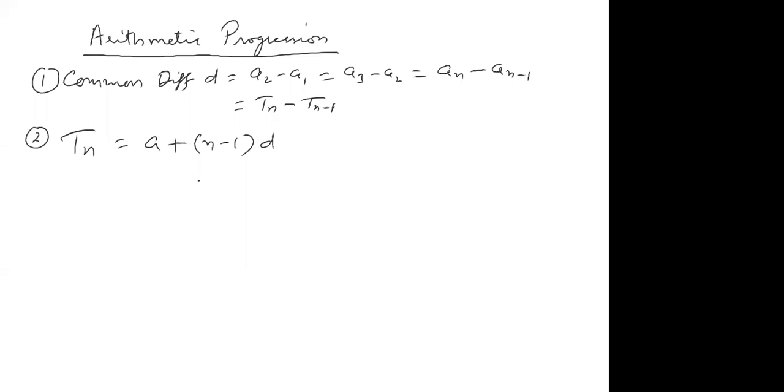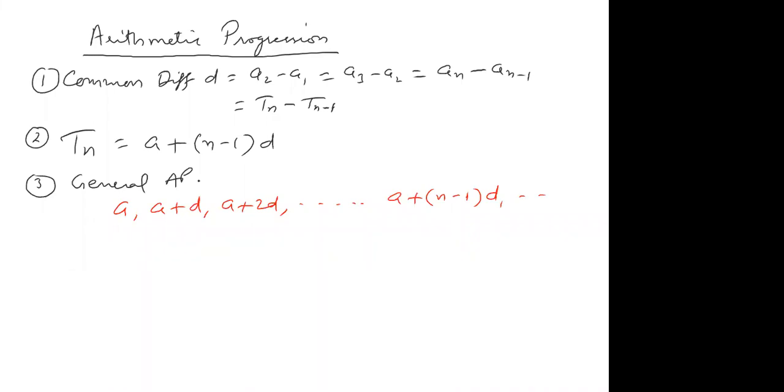And third thing we have done, general AP. So in general AP, we consider A as first term. Then we will keep on adding A plus D, A plus 2D, A plus 3D, and so on. The nth term will be A plus n minus 1 into D. And so on. If you want more terms, we can write.